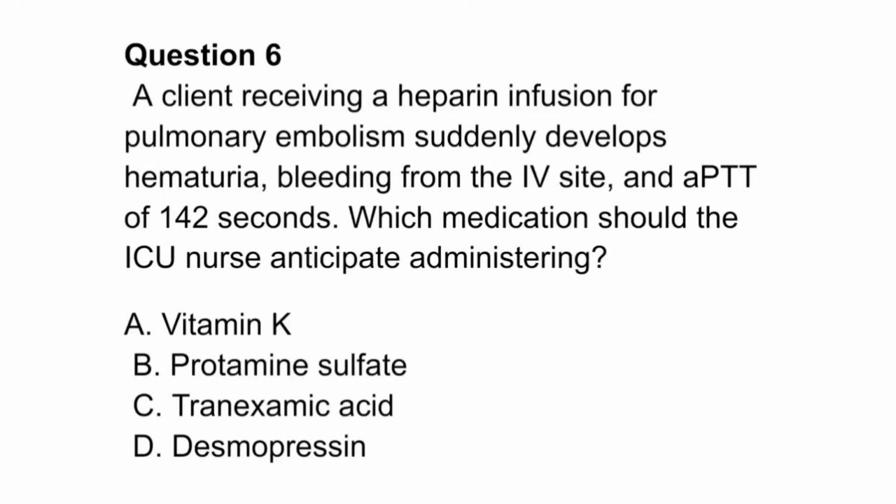Question 6. A client receiving a heparin infusion for pulmonary embolism suddenly develops hematuria, bleeding from the venipuncture site, and APTT of 142 seconds. Which medication should the ICU nurse anticipate administering? A. Vitamin K. B. Protamine sulfate. C. Tranexamic acid. D. Desmopressin.